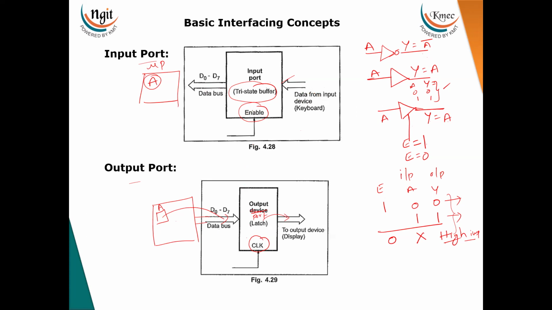Coming to the latch, you have already studied the latch in digital electronics. It is designed by using gates, and it holds a binary value. By giving the clock signal, whatever data is stored in this latch is placed onto the bus and given to the output devices. Now, the difference between a tri-state buffer and a latch is that a tri-state buffer can't store any data, but a latch can store data.